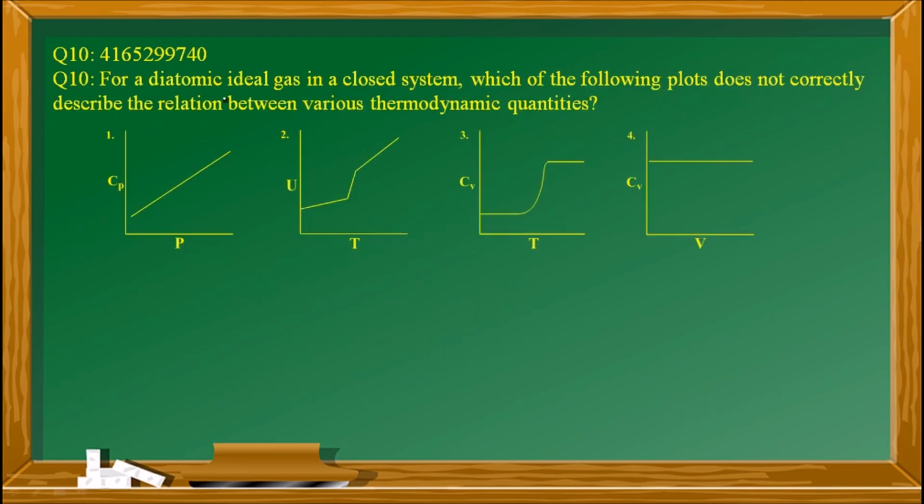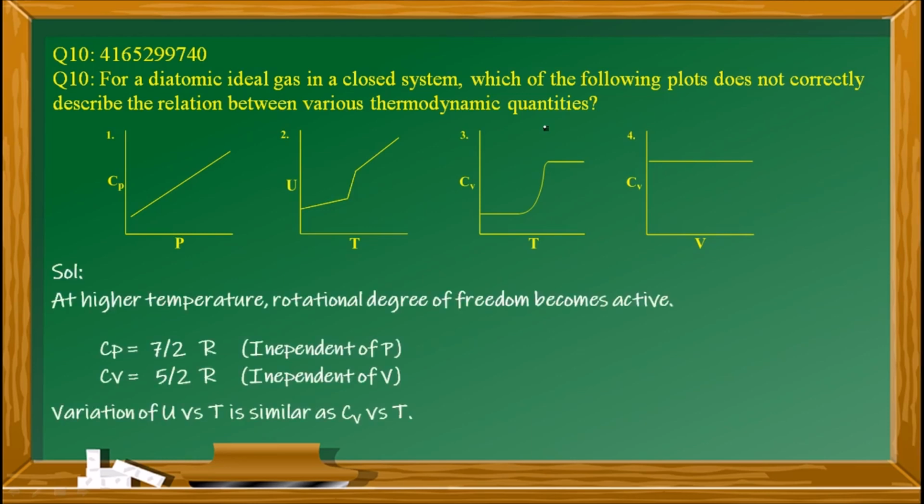Next, question number 10. For a diatomic ideal gas in a closed system, which of the following plots does not correctly describe the relation between various thermodynamic quantities? Dear friends, they have given 4 graphs and they are asking about an ideal gas in a closed system. Which of the following plots does not correctly describe? Yes, friends, option 1. This is not describing Cp versus P correctly. At higher temperatures rotational degree of freedom becomes active, whereas this pressure and it is a straight line, this is not going to be correct. So the option number 1 is the correct option, friends.